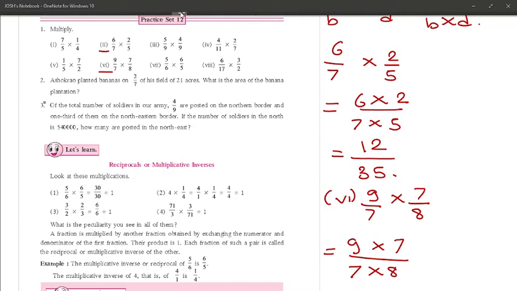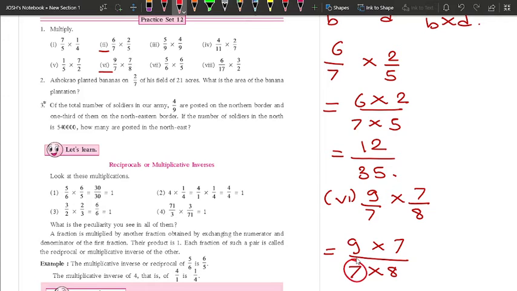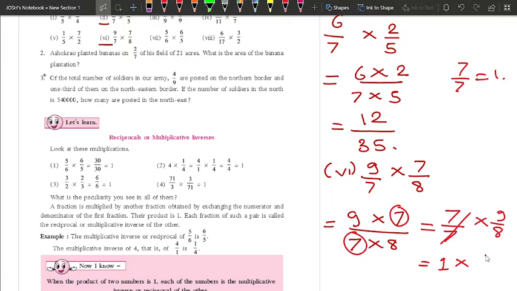So from now, after this, you see 7 here in the denominator, you see 7 in the numerator. So what you do is, this is for your understanding, you write it as 7 by 7 into 9 by 8. And you know 7 by 7 is 1, right? 7 by 7 is 1. Cancel this out. So you get 1 into 9 by 8, and your final answer becomes 9 by 8.